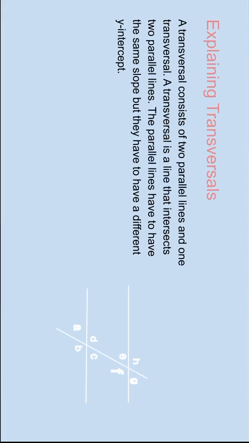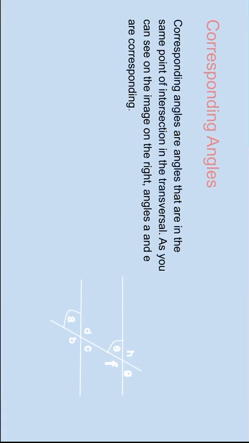Even if they are 1 degree off from each other, they will always intersect at some point, right? So you have to make sure they have the same exact slope. And a transversal is the line that intersects both of them. I will be explaining corresponding angles next.